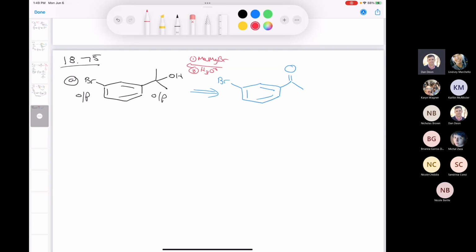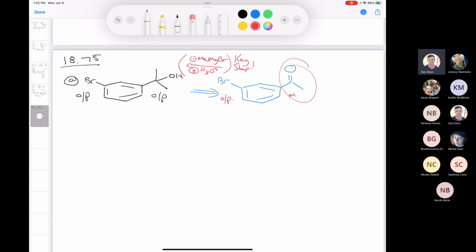Now I think it probably makes sense to everybody, but this, I would say, is the key step, really, in my opinion. Maybe somebody else has difficulty remembering something else. But here we've got a meta director, and here we have an ortho-para director. So obviously we have to put this group in first, which we can do by Friedel-Crafts acylation. Then we can install the bromine in the meta position. Then we can do the Grignard.